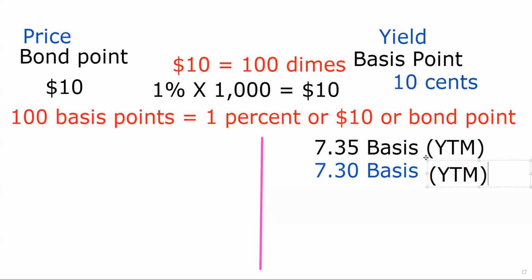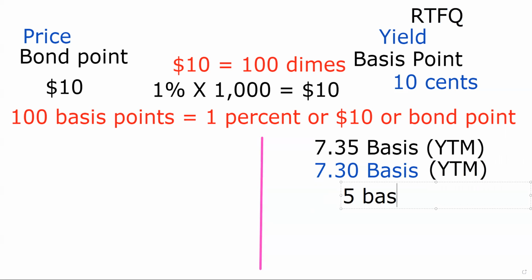Now that we know a basis point is about the yield, by the way, both times this person was messing this up using a bond point. Bond points and basis points are different things. We always have to do RTFQ, read the full question. So the difference between that yield is 5 basis points. If you want to sound like a player, players call that a BIP. So 5 BIPs. And people say, oh man, you must be a bond trader.